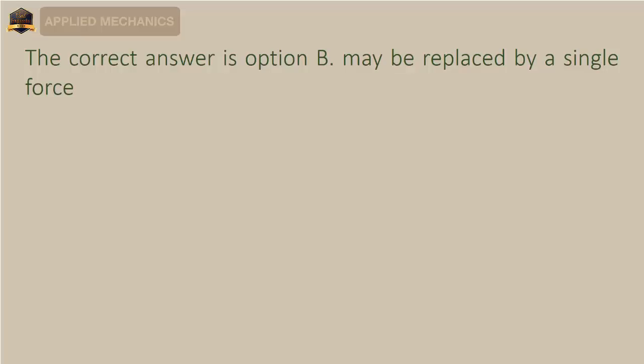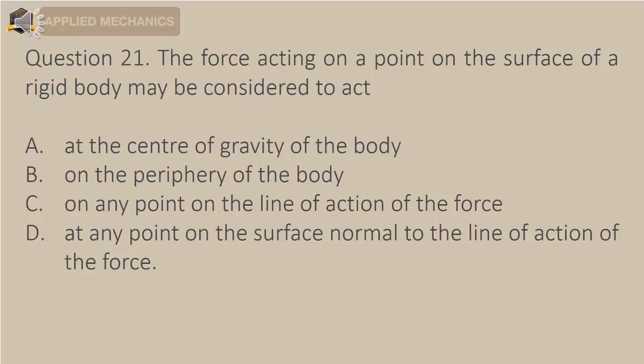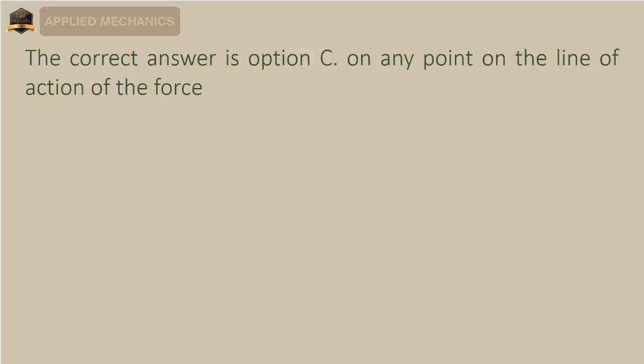Question 21. The force acting on a point on the surface of a rigid body may be considered to act: A. at the center of gravity of the body. B. on the periphery of the body. C. on any point on the line of action of the force. D. at any point on the surface normal to the line of action of the force. The correct answer is option C, on any point on the line of action of the force.